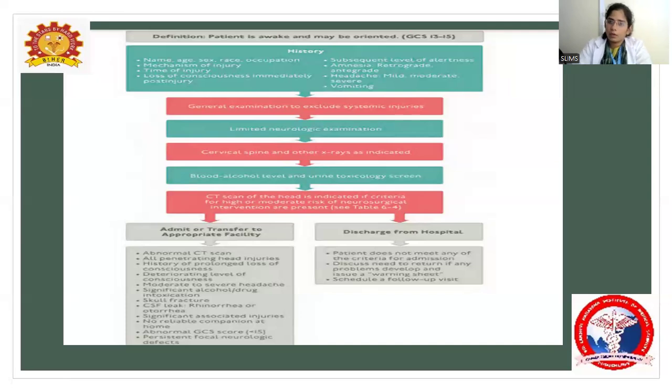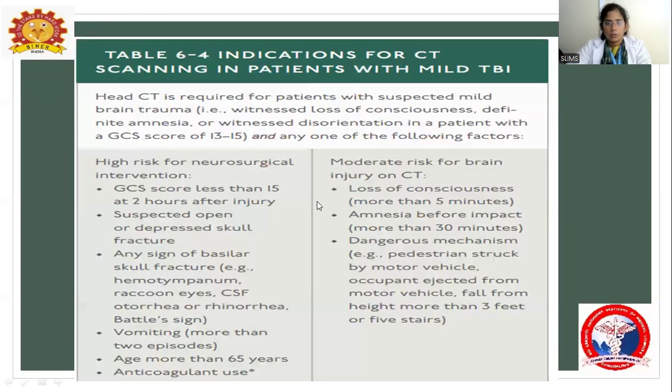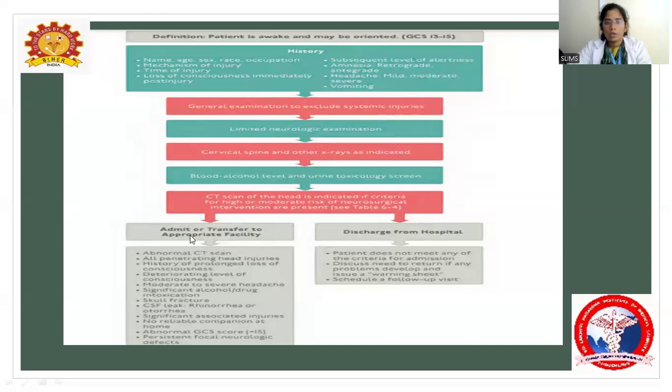So there is a criteria whether we should take any CT scan for head injury or not. CT scan is only indicated for high or moderate risk of neurosurgical interventions. For example, CT scan is indicated only if you are suspecting a major or severe head trauma. In other cases, there is no need to do a CT scan.